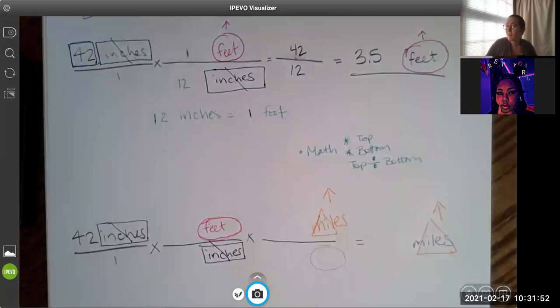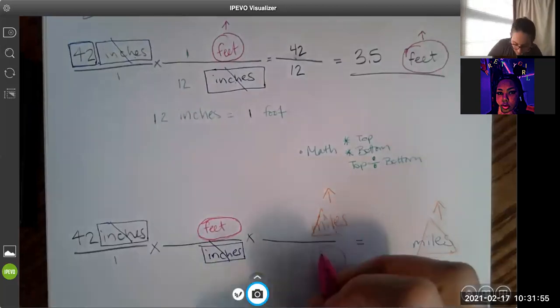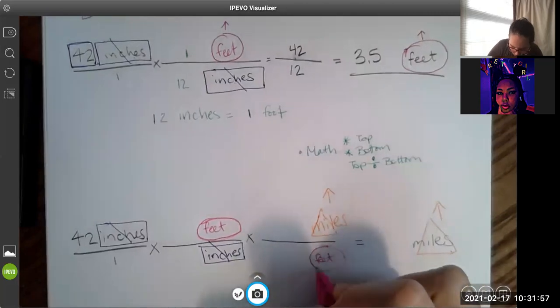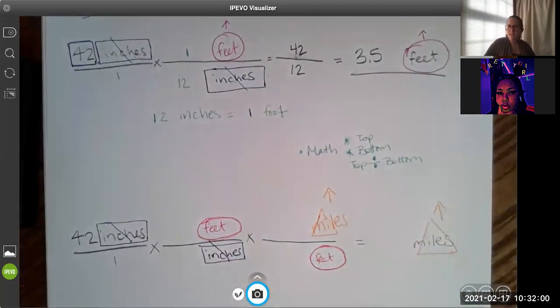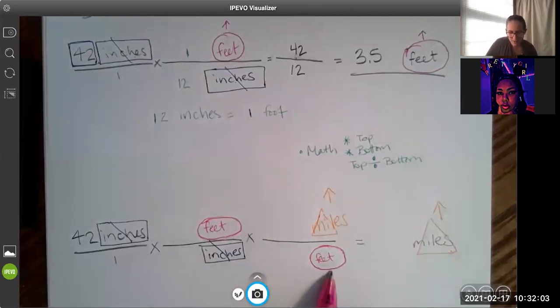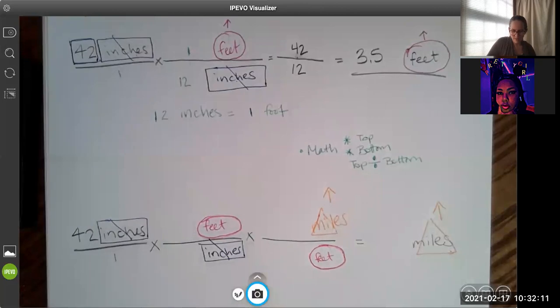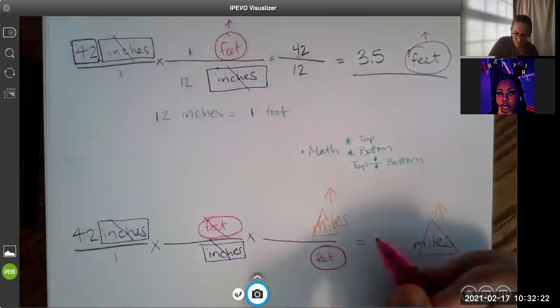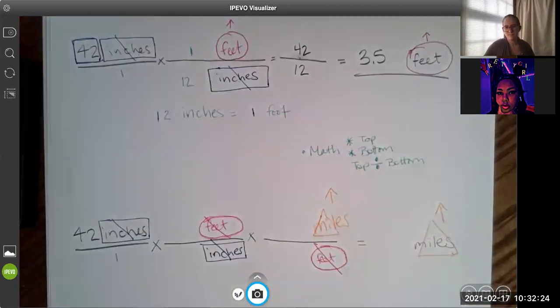The bottom of the other one. Okay. And when we have a unit on the top and the bottom, what can we do to it? You can cross one out. They cancel out. Something divided by itself, they cancel.